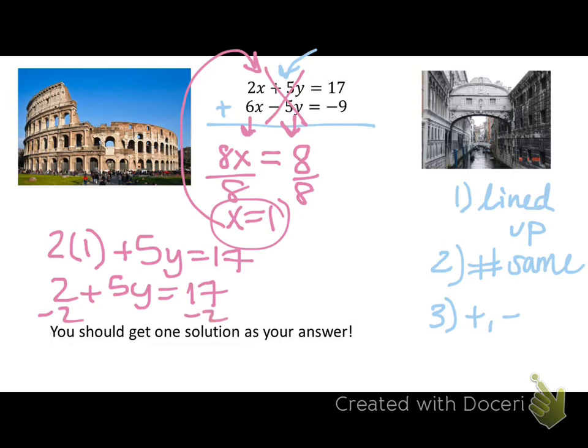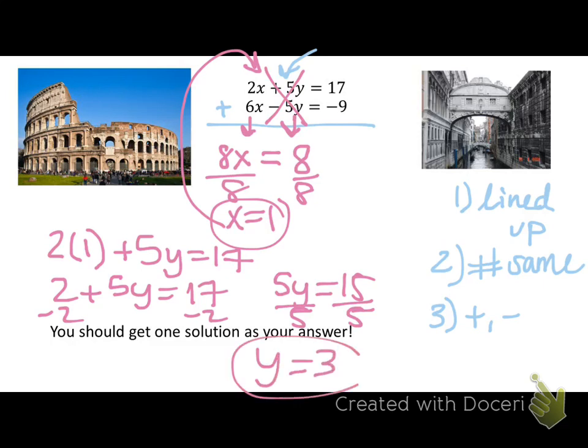Subtract 2 from both sides. 5y equals 15. Divide by 5. So y should equal 3. So my answer would be (1, 3). Again, check your answers. Plug them back in.